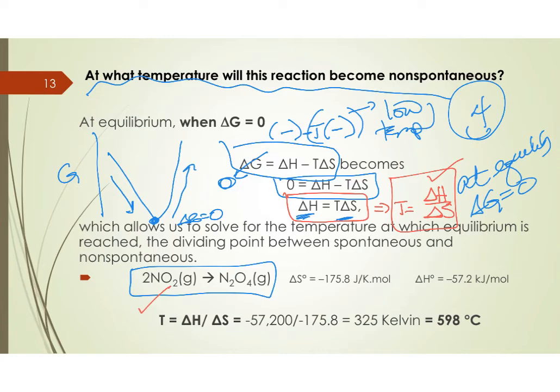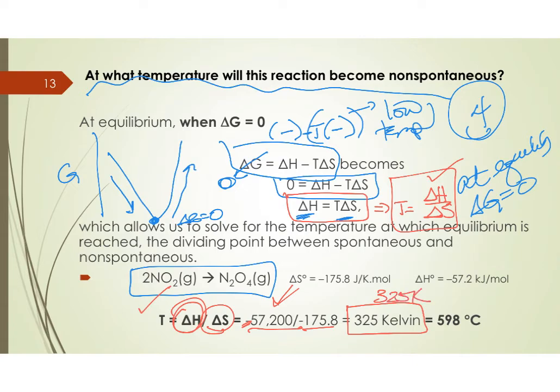Make sure they're in the same units and that you have your signs correct. The change in enthalpy that we found earlier in terms of joules, minus 57,200, divided by the change in entropy in joules, minus 175, means that the temperature at which the reaction will become non-spontaneous or will flip over is 325 Kelvin.